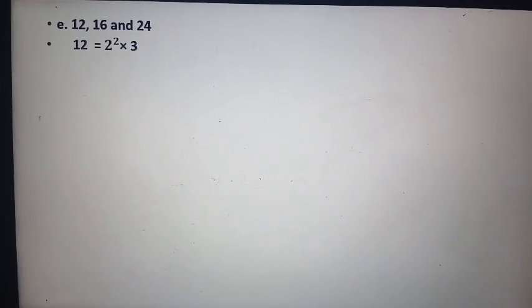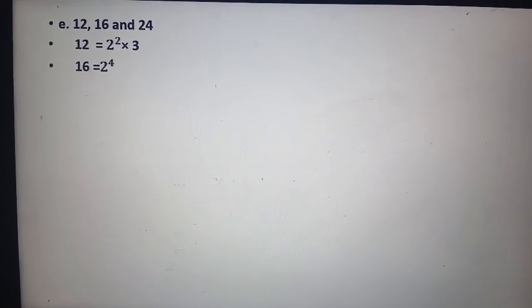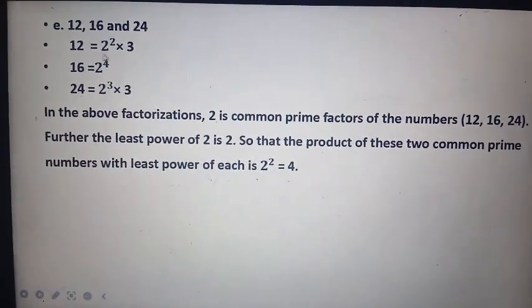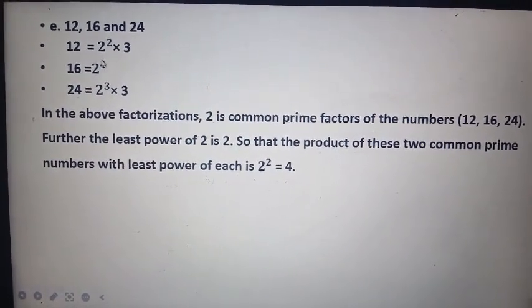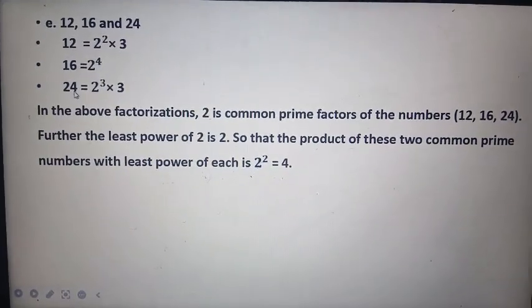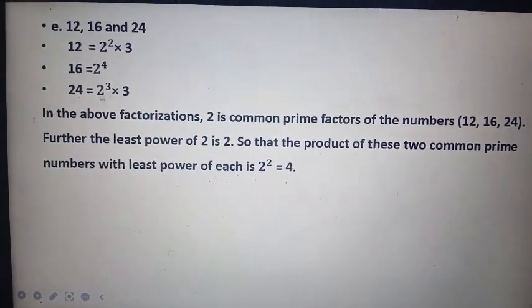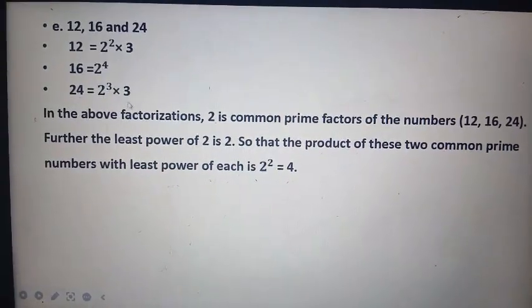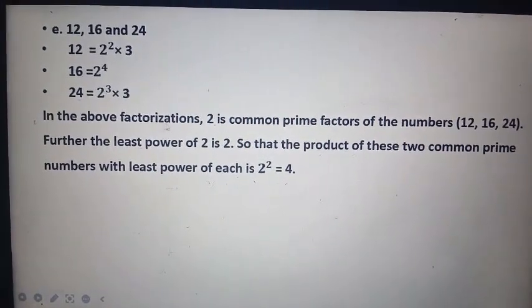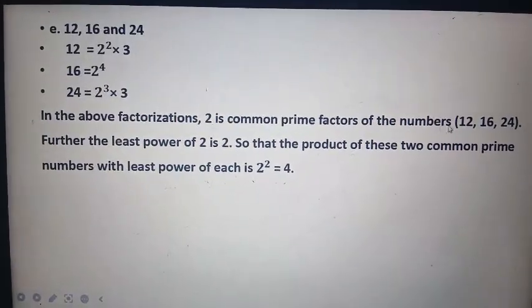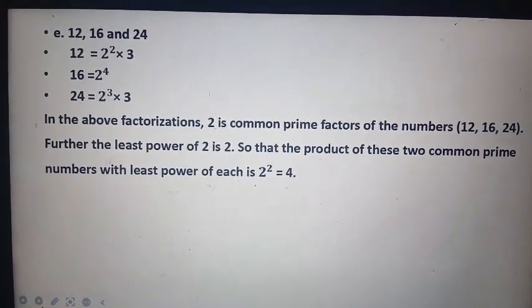Okay, 12, 16 and 24. 12 is 2 squared times 3, 16 is 2 to the power of 4, and 24 is 2 cubed times 3. In the above factorizations, 2 is the common prime factor of the numbers 12, 16 and 24.